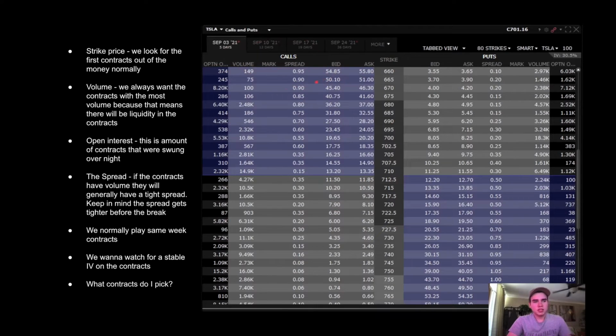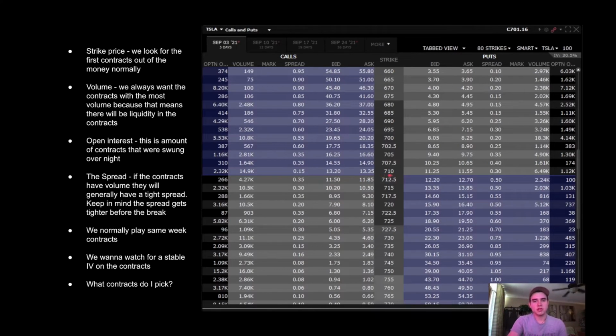With option contracts, we have a strike price. So this is the strike. These are our strike prices right here. Whatever price Tesla is at is going to determine where the middle of this option chain is at. You can see these are highlighted in the blue and these are highlighted in the gray. So it's basically like a ladder and it moves up and down with the stock price.